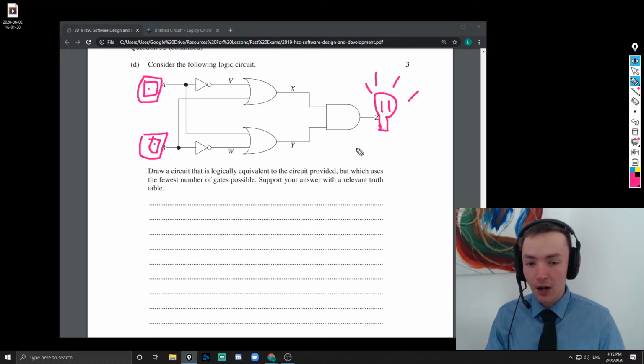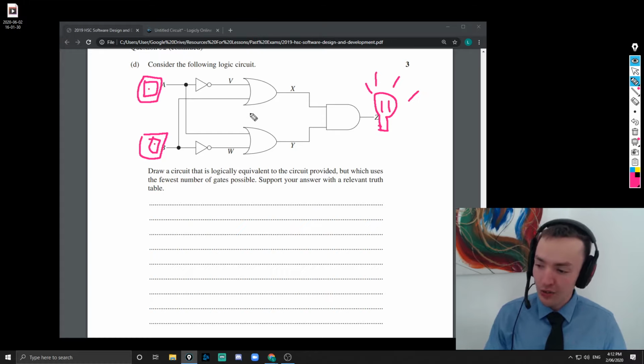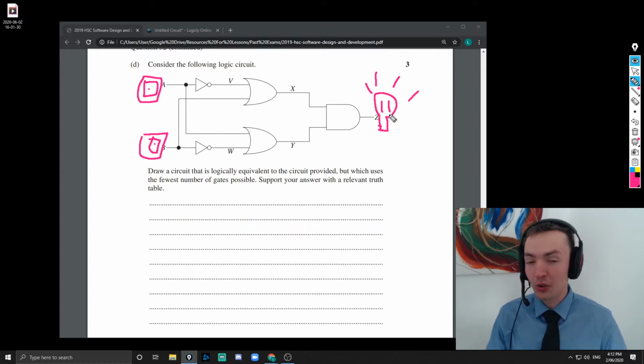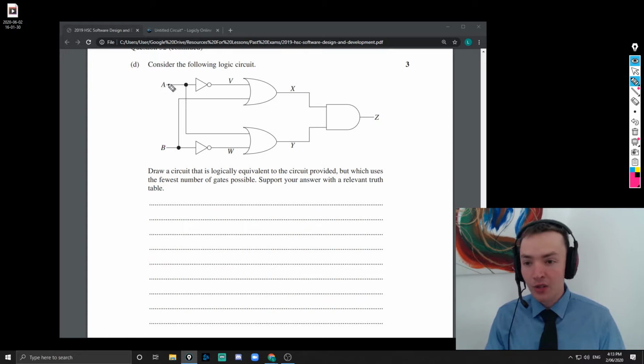In the exam and other places, obviously, the switches and the light bulb are simply a convenience, to help you understand what's going on. But in the exam, you won't have that. Instead, they'll give you these letters. So in this case, A and B.